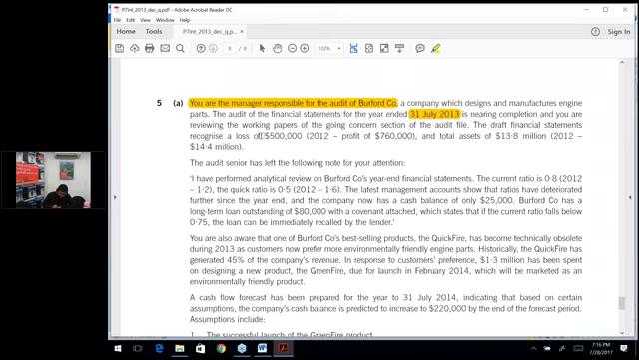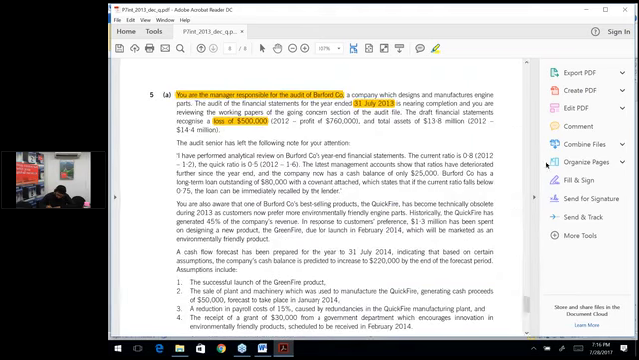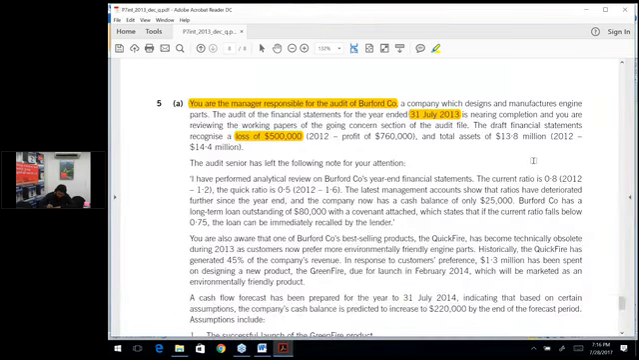Financial statements recognize a loss of 500,000. Last year it was a profit of 760,000. That's one of the factors, that the entity has run into losses. The next is total assets. The audit senior has left a note for your attention: I performed analytical review. The current ratio is 0.8. It was 1.2 last year.